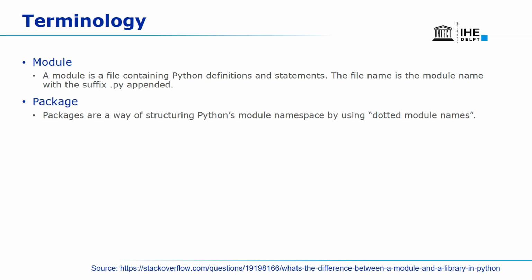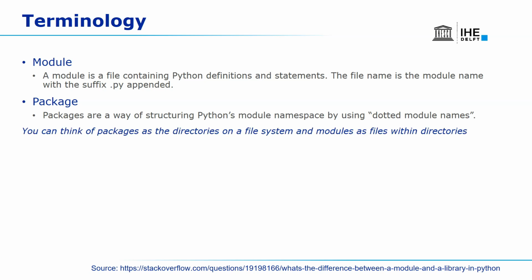Then there's a package, and packages are a way of structuring the Python's module namespace by using dotted module names. So as a metaphor, you can think of packages as the directory of a file system, and then modules as files within directories. So you have the package and you have the modules within them, and then you can use the dots to get to the modules.